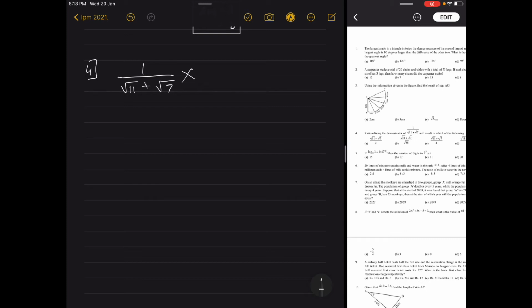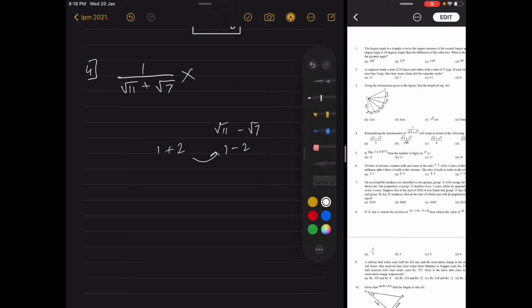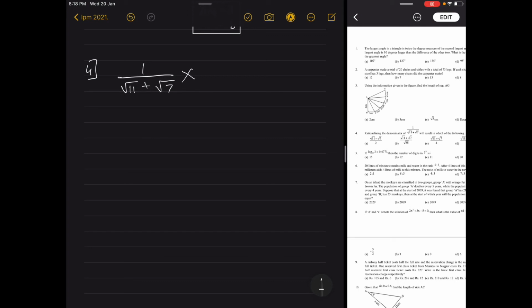It is basically like if it is root 11 plus root 7, the conjugate is root 11 minus root 7. Like if a number is 1 plus 2, the conjugate of it will be 1 minus 2. So just like that you have to multiply and divide with its conjugate. So effectively you are basically multiplying the fraction with 1, so it won't result in any deviation in your final answer. Okay, let me show you first.